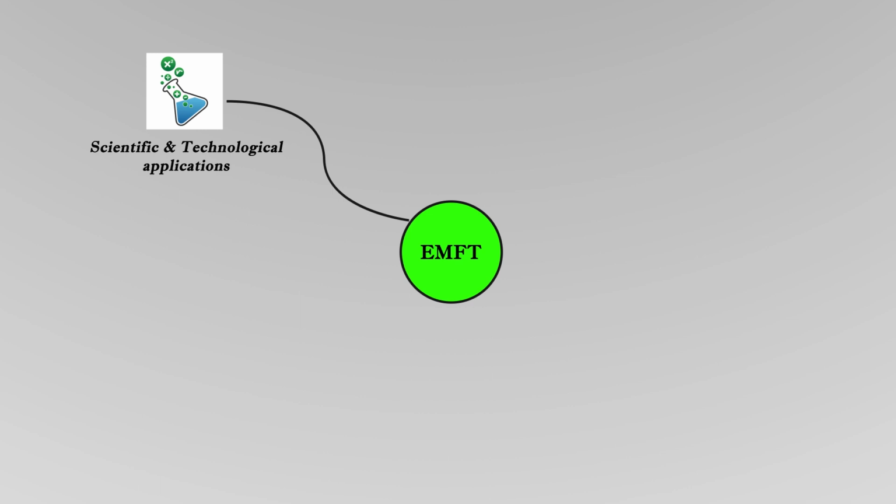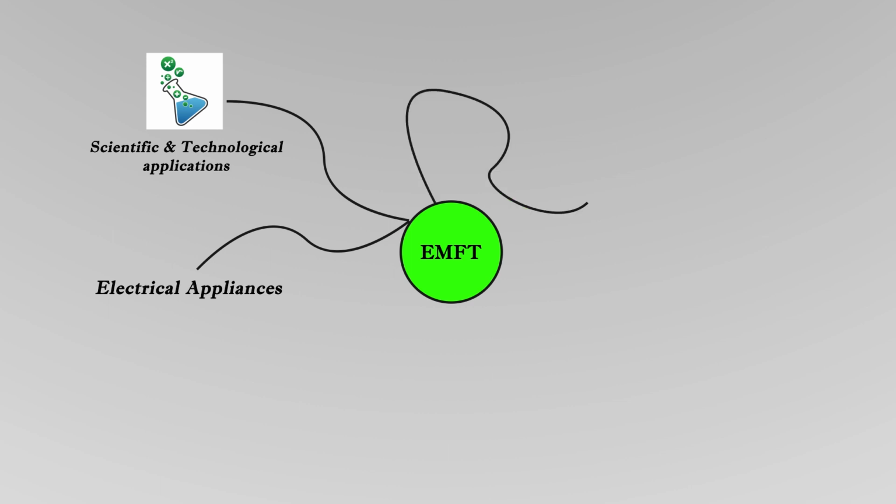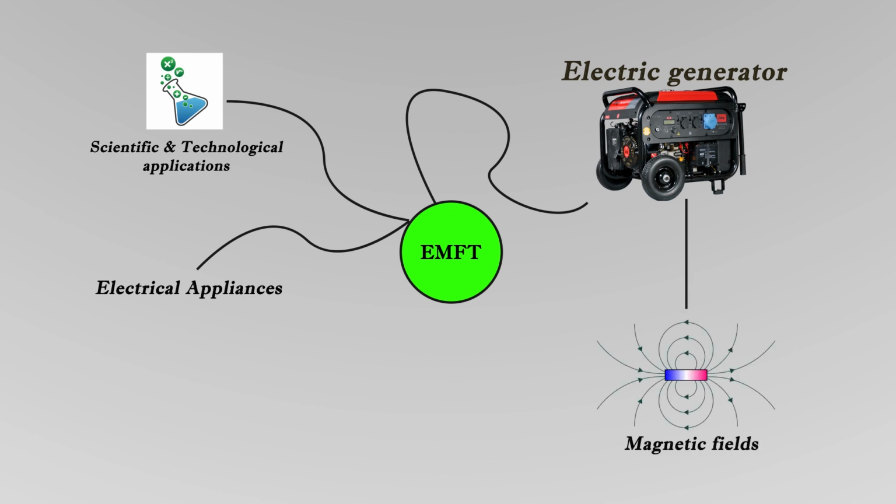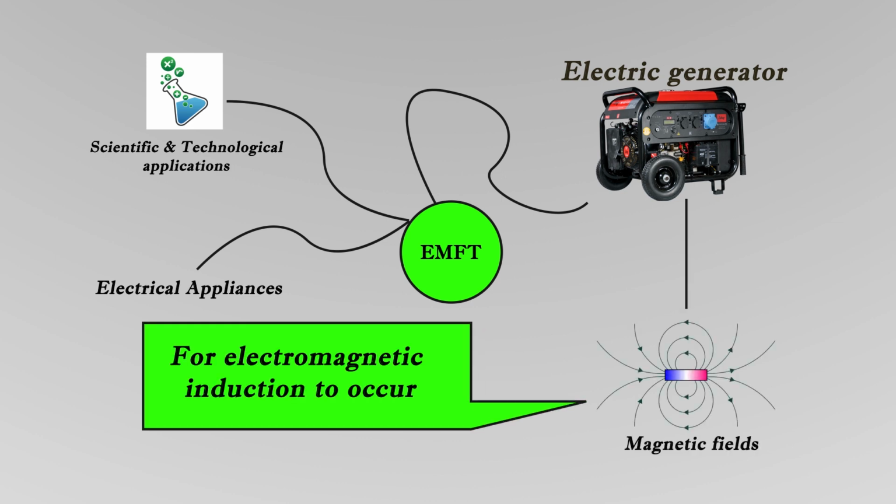Electromagnetism has important scientific and technological applications. It is used in many electrical appliances to generate desired magnetic fields. It is even used in electric generators to produce magnetic fields for electromagnetic induction to occur.